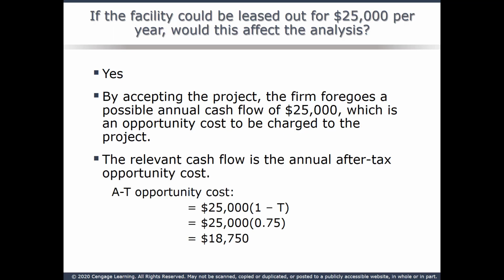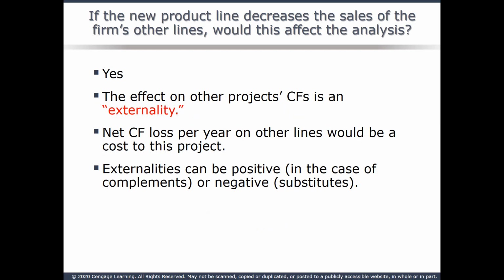What if the facility planned for the project could be leased out for $25,000? This is an opportunity cost, and it is relevant. The project should be charged with the cost of the next best alternative. In this case, it would be the after-tax opportunity cost. What if the new product cannibalizes from the firm's current product line? This would be a cost to the project. Remember, we're concerned with the firm with the project minus the firm without it.